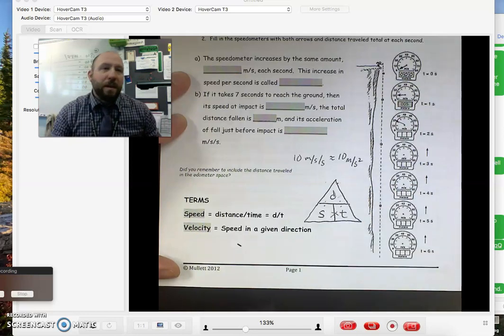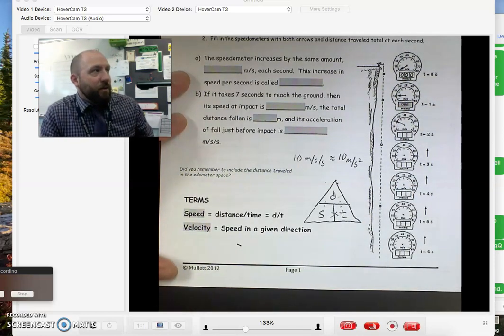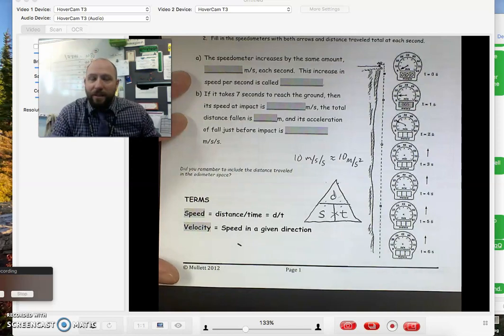So speed is distance divided by time, which is an easy way to remember. Every time you see a speedometer sign on the highway, they're always telling you miles per hour. Miles being a distance, hour being the time, and the word per meaning in math a division. So miles divided by time, per hour, if you will.